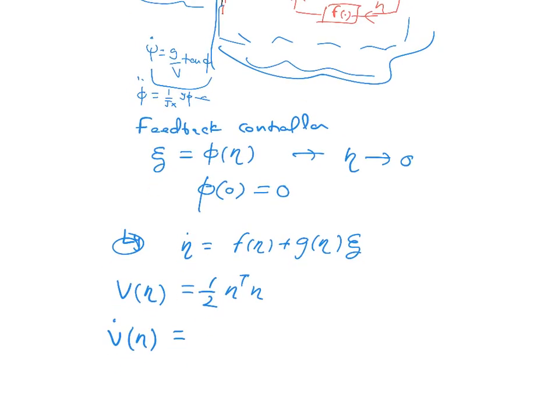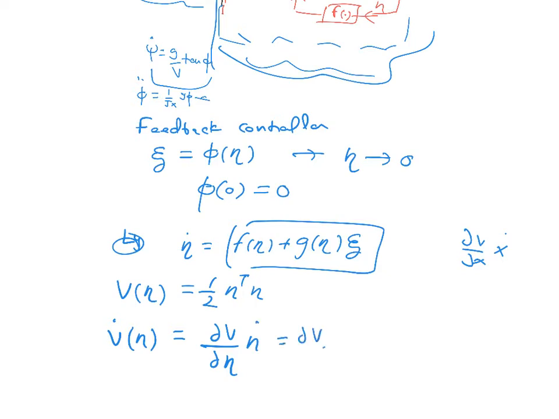V dot will be del V by del eta into eta dot. This is how we compute V dot, right? Del V by del x into x dot. So del V by del eta into eta dot equals del V by del eta into f of eta plus g of eta into zeta, right? Questions? That's V dot, no problem, right?